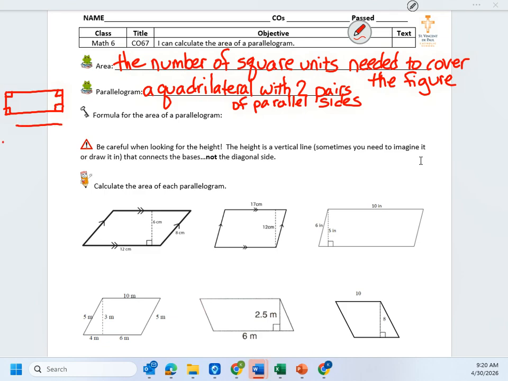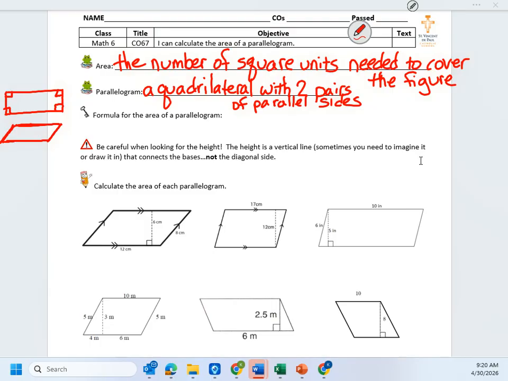When we look at the shape that's like this, we can't call it a rectangle because it doesn't have four right angles. It does have parallel on the top and the bottom, parallel on the sides. So they will never, ever cross. Okay, so there's a difference between a rectangle and a parallelogram.